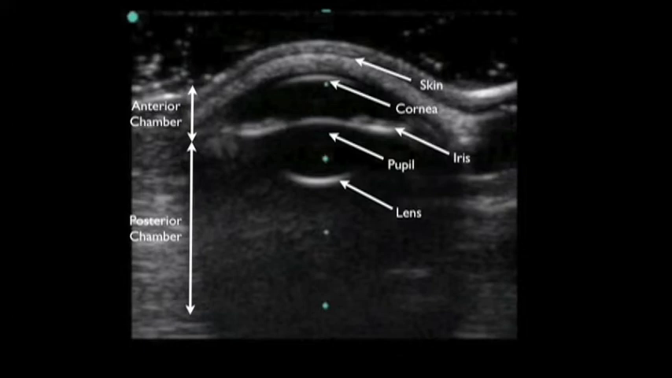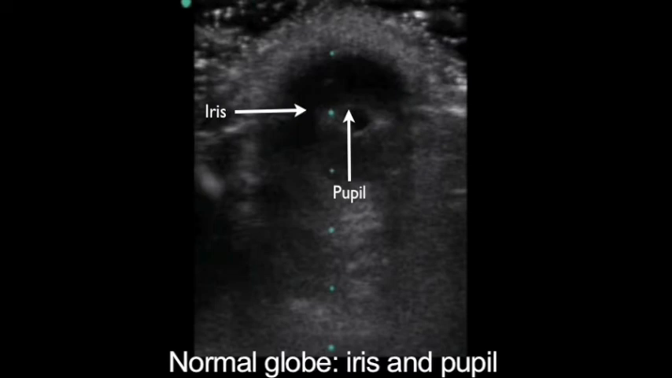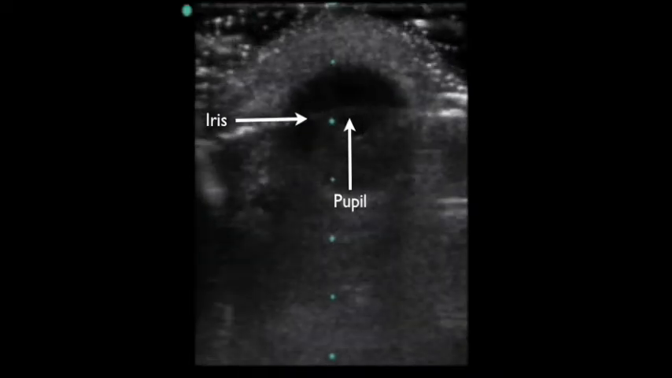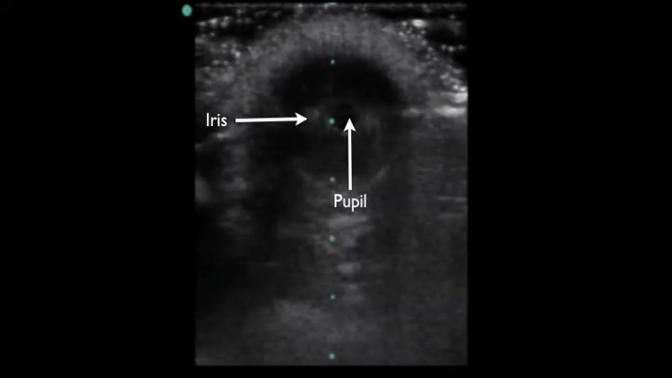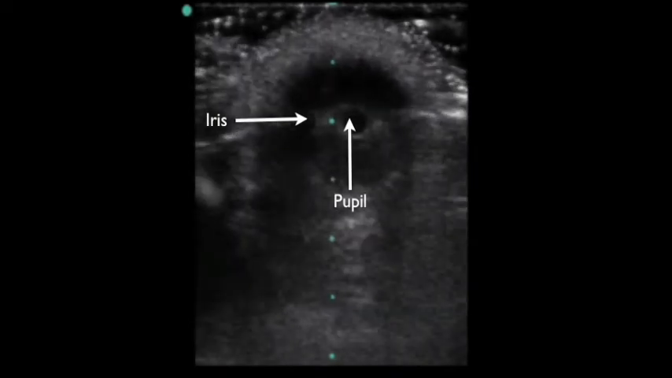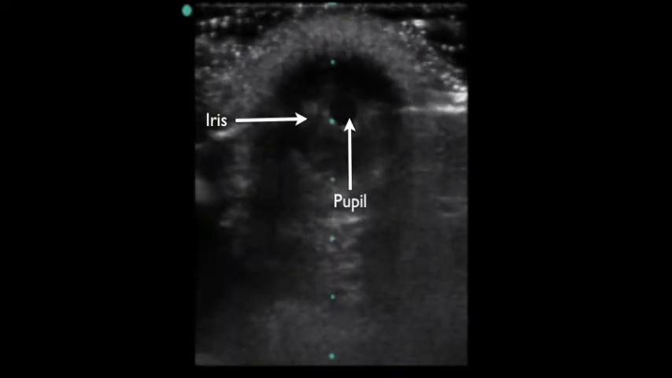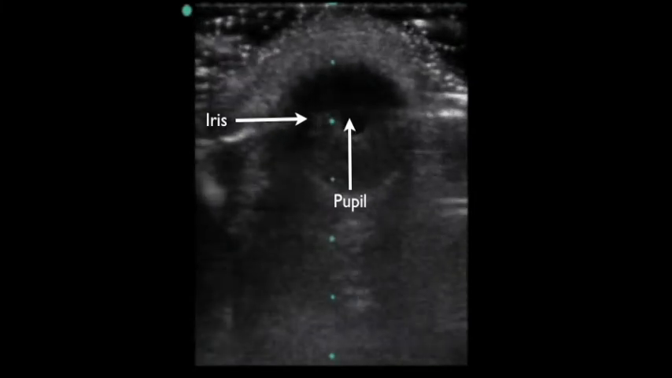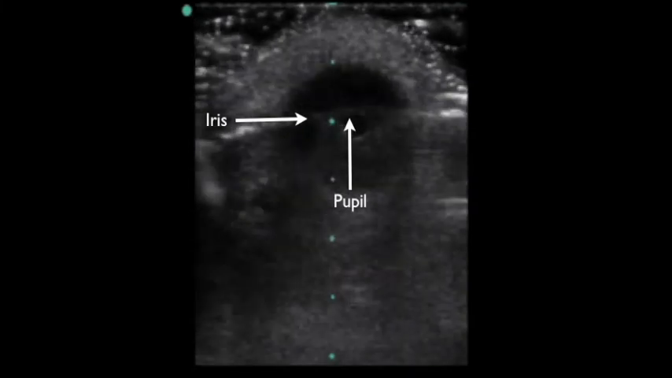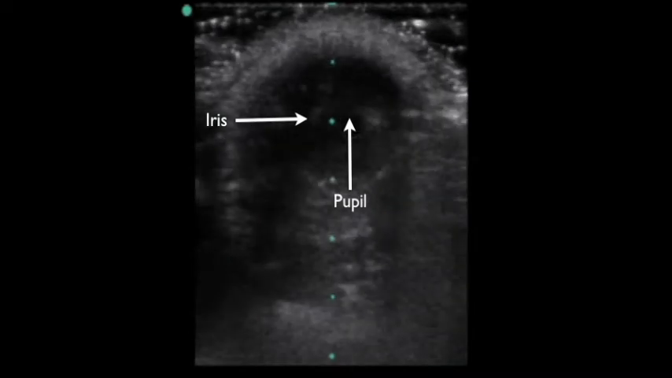Although technically the lens is part of the posterior chamber, it is best visualized at a shallow depth and appears as a hyperechoic curved line which represents the posterior aspect of the lens. By having the patient look down while keeping the probe in the transverse orientation and fanning the probe footpad inferiorly, a coronal view of the iris and pupil can be obtained. In this view, the iris appears toroidal in shape, and the pupil appears as an anechoic circle.